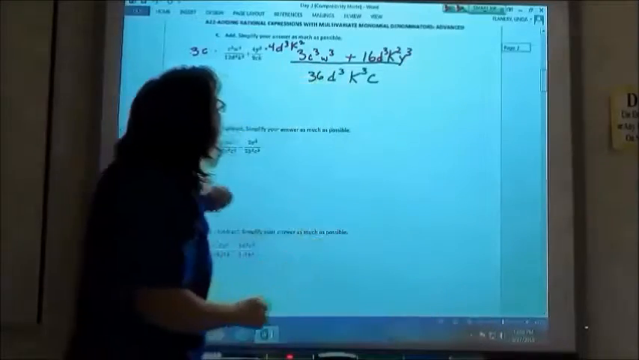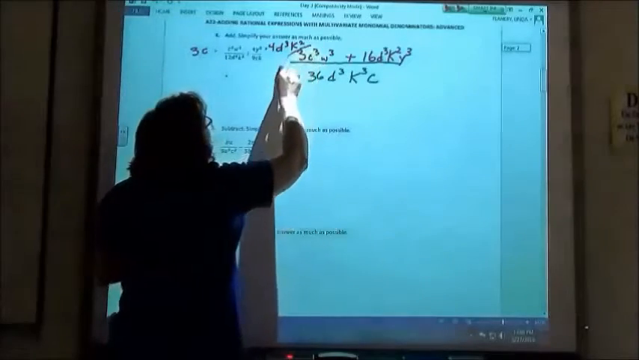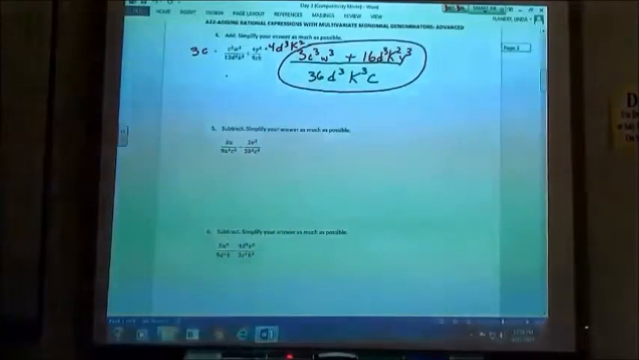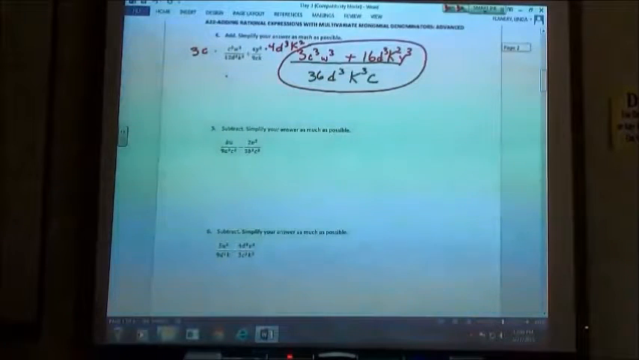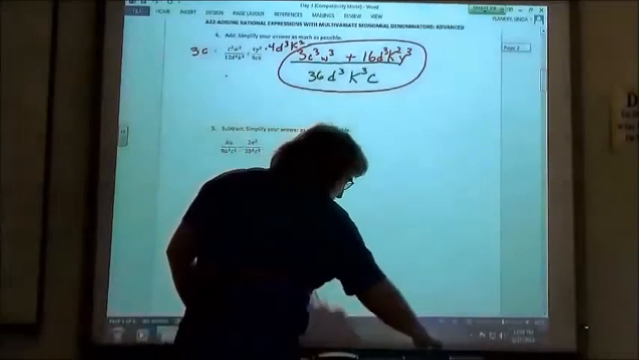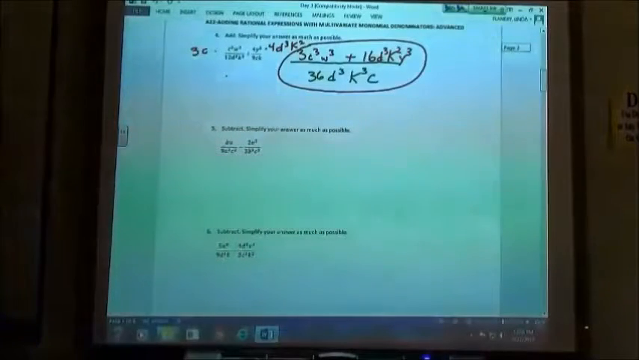Now those are not going to be like terms, so that's just going to end up being your answer, as weird as it looks. So 3c to the third w to the third plus 16d to the third k squared y cubed over 36d to the third k to the third and c. And again, your order of your variables can be switched around. It would be the same thing.